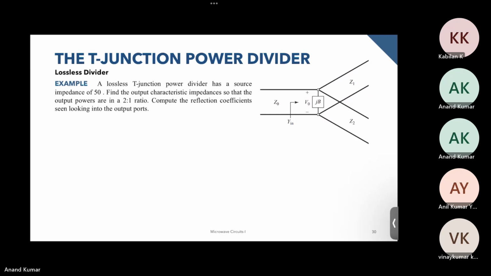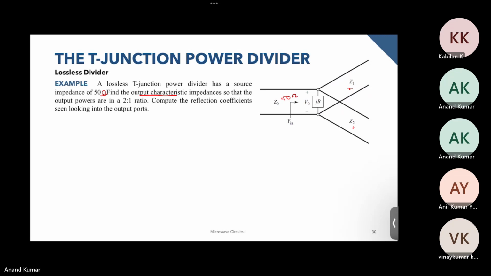Okay, so we have one more example. Here, we have to determine the output characteristic impedances, Z1 and Z2, and we have the input impedance Z0 as 50 ohms. Sorry, I missed the ohm symbol. A lossless T-junction power divider has a source impedance of 50 ohms.